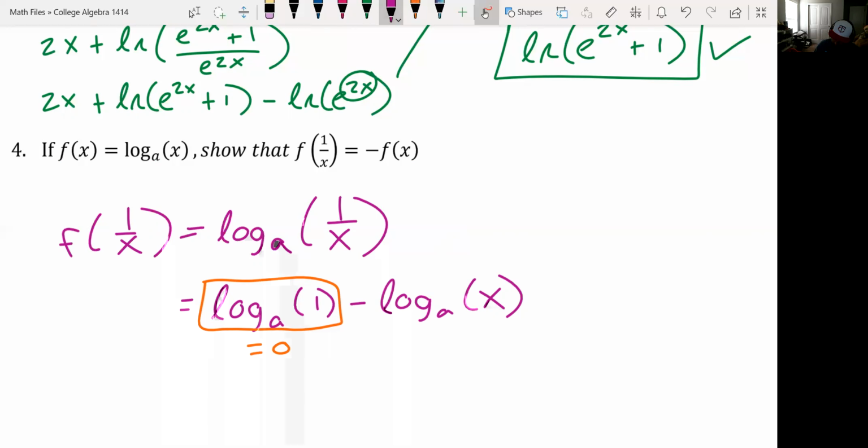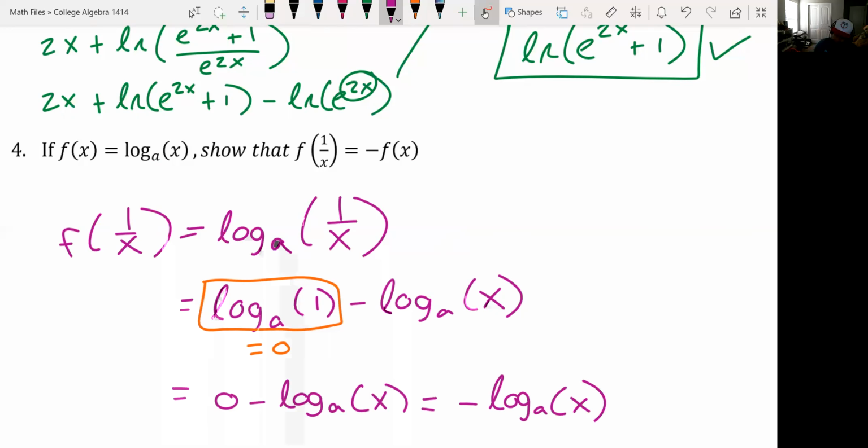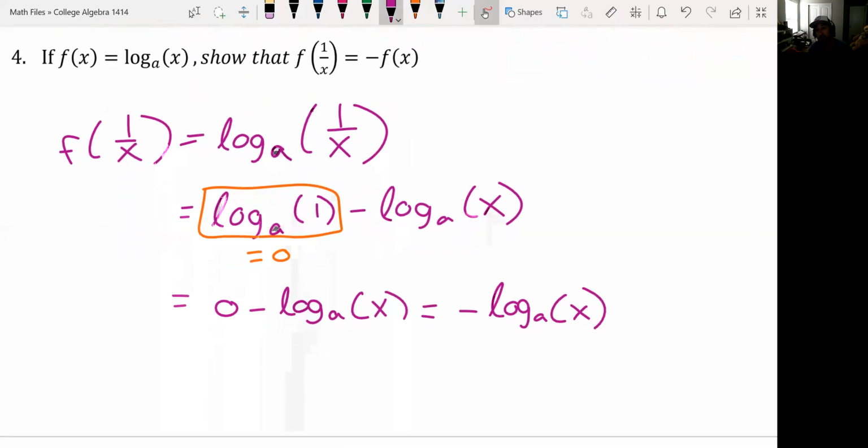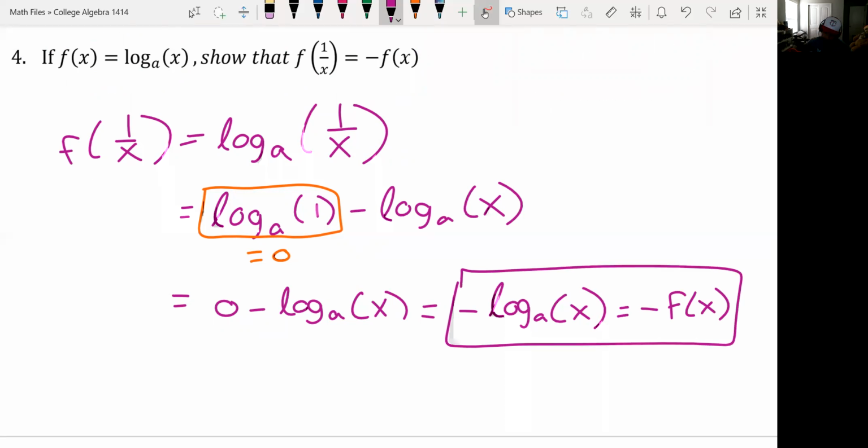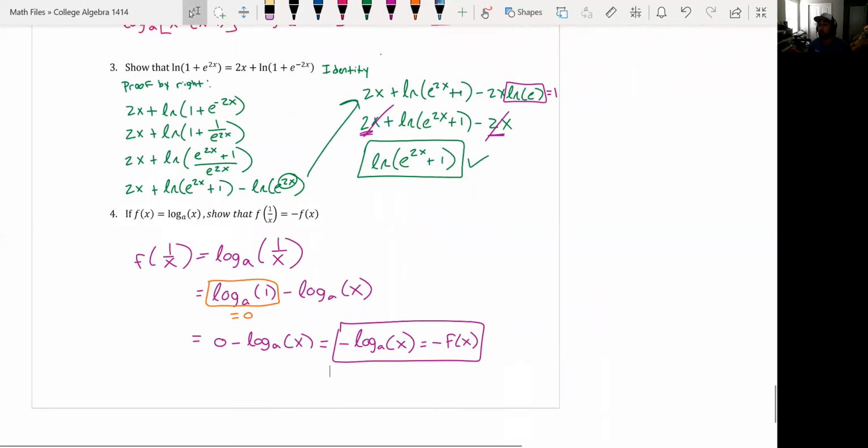So you end up with 0 minus the log base a of x, which gives me the negative log base a of x. Which means that, if we look at the original problem, it says show that f of 1 over x is equal to negative f of x. Well, if f of x is the log base a of x, then this must be negative f of x. Hey, look at that. And that's all she wrote.